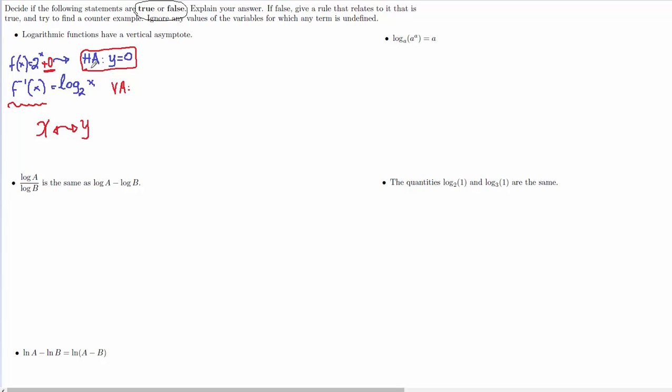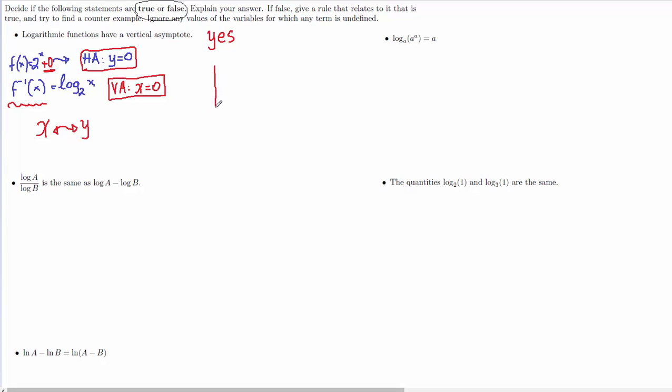Okay, and this is the same not only for the points, but for every other aspect of the function, of the curve, that has to do with y's and x's. So if the horizontal asymptote is y equals 0 for that, then for the inverse, the vertical asymptote will be x equals 0. What does this tell us? This tells us that since every exponential function has a horizontal asymptote, then every logarithmic function has a vertical asymptote. So the answer here is yes.